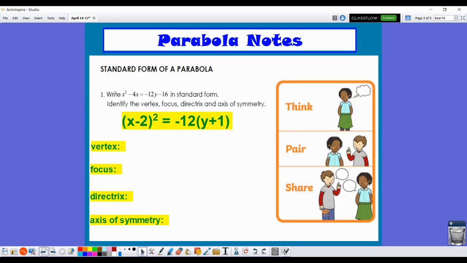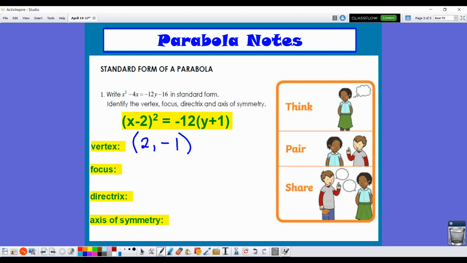So, now we know our standard form is (x minus 2) squared equals negative 12 times (y plus 1). I know that the vertex of this equation is going to be (2, negative 1).